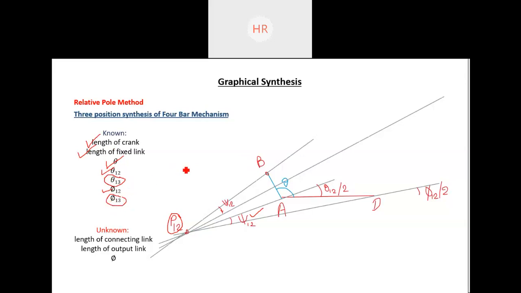So we will draw a line at theta 13 by 2 at point A, okay, and a line at phi 13 by 2 at point B, okay, and at the intersection of these two lines, we get pole point P13. As I said in theory, this center of rotation or pole will be different for the third position. Okay, so that is why we are getting P13 over here.